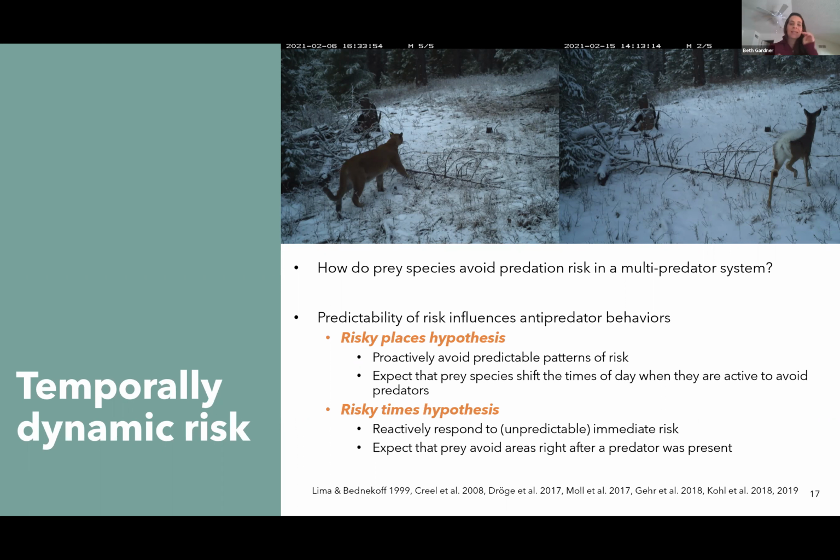And then there's a risky times hypothesis. In this case, we expect a reactive response to an unpredictable or immediate risk. So what we're thinking here is that in this example above, if you have a cougar show up in a location, we might expect a long delay before we would see a prey species, because it's a reaction to them showing up at that space and time.